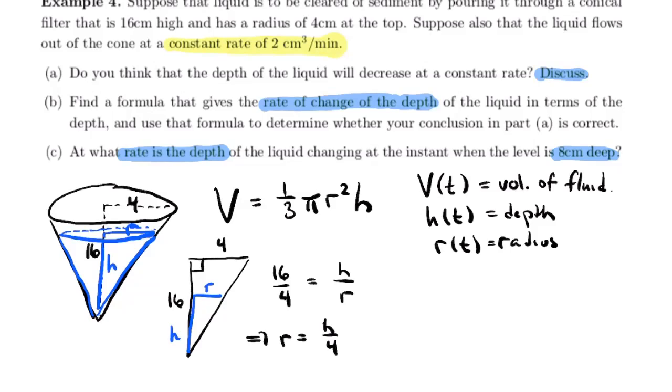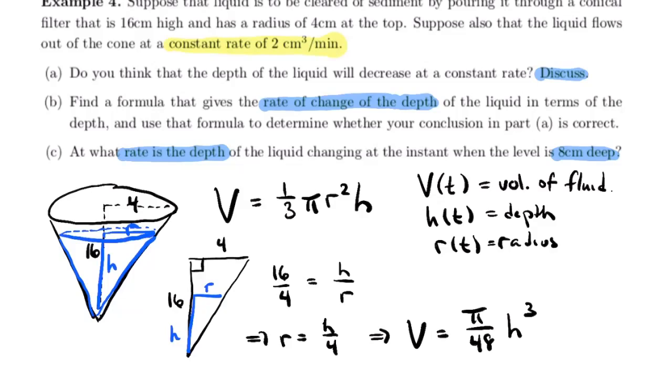All right? So I'm going to put that into my volume formula. I have an R squared up here. R squared is H squared over 16. I'll let you check the math here, but if you plug in R equals H over 4, what you're going to end up getting is 1/3 of 1/16, that's 1 over 48, times pi times H cubed.